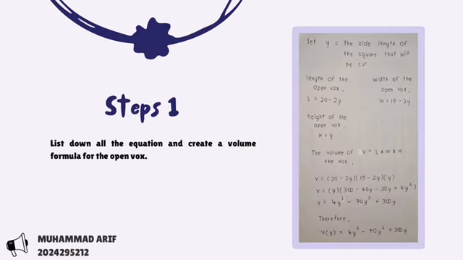Moving on, problem solution. The first thing that we must do is list down all the equations and create a volume formula for the open box. Let y be the side length of the square that will be cut.